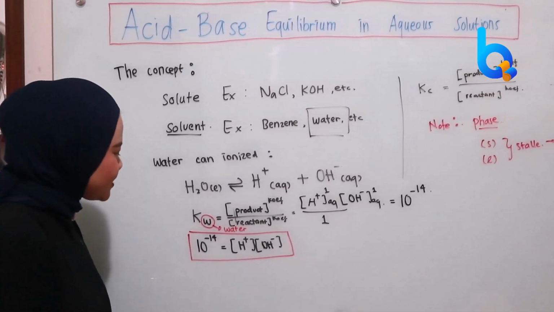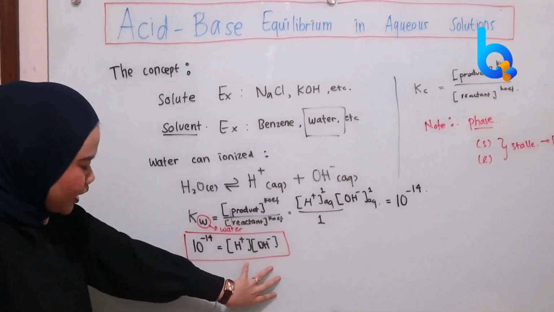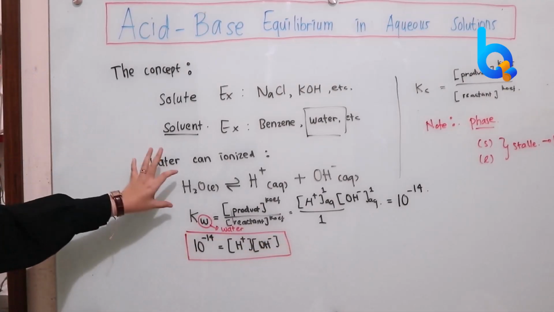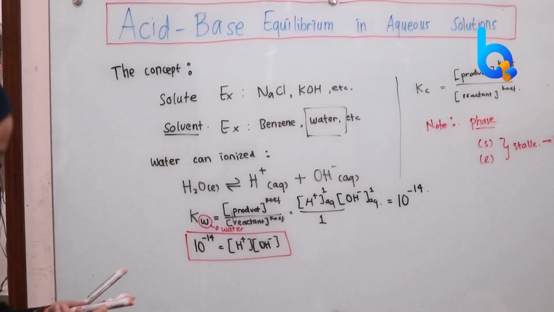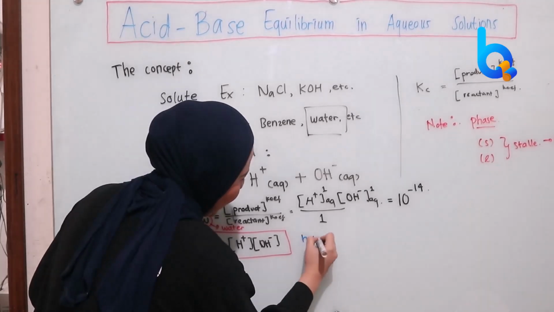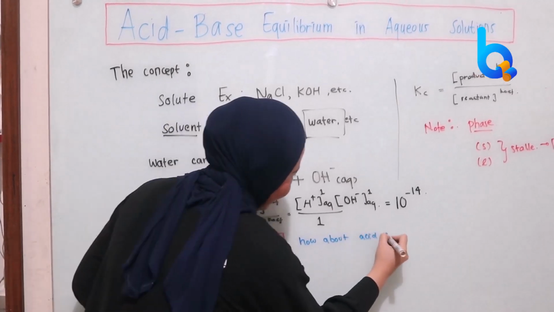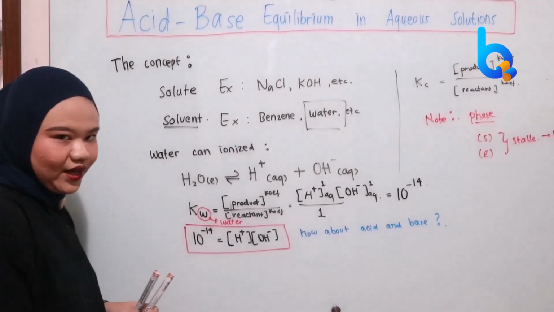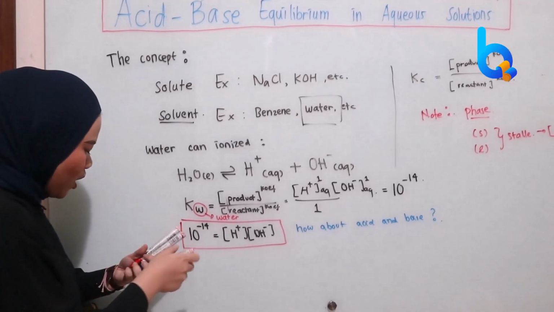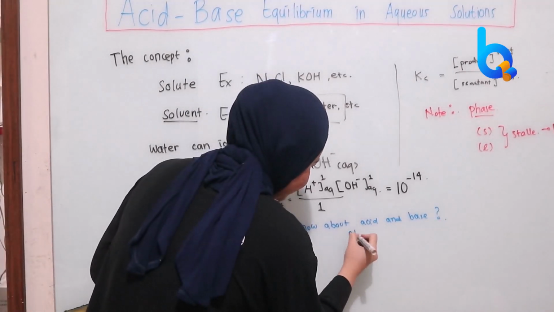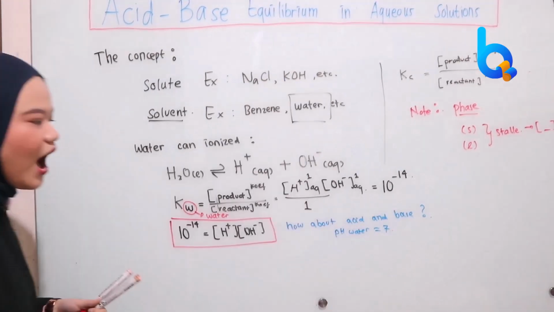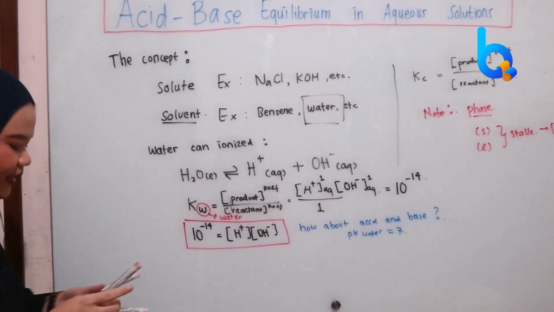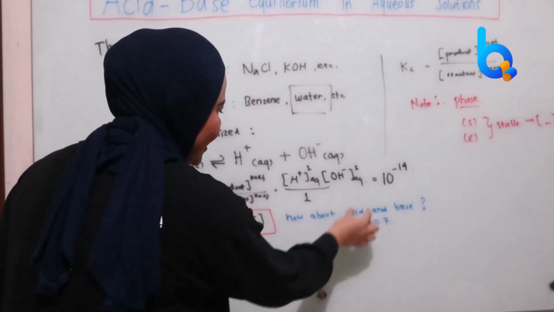Okay, after we know the equation for the equilibrium of water, how about acid and base? Water is neutral, we know, because the pH of water is equal to 7. How about acid and base? The idea is how to calculate the pH of an acid and the pH of a base.